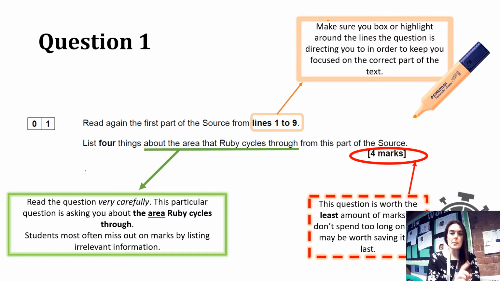So you may want to make sure that you box or highlight around the lines that you're looking at to make sure that you don't veer off there, because you won't get any marks. You want to read the question very carefully, make sure that you answering the question correctly. You're not being asked about Ruby or her bike, you're being asked about the area that Ruby cycles through. So students most often miss out on marks by listing irrelevant information or not answering the question correctly. It's only worth 4 marks.